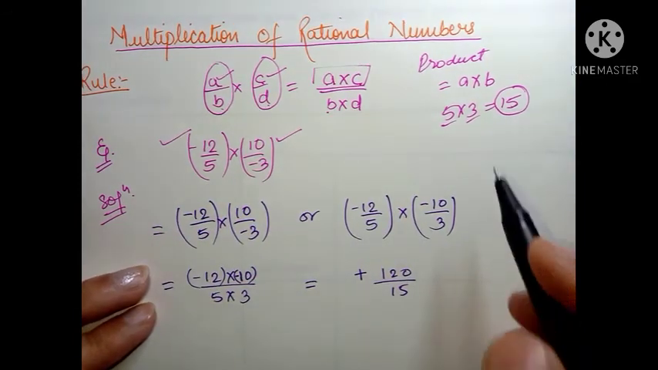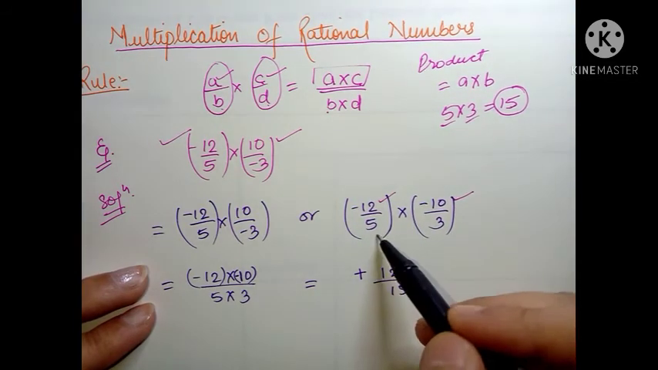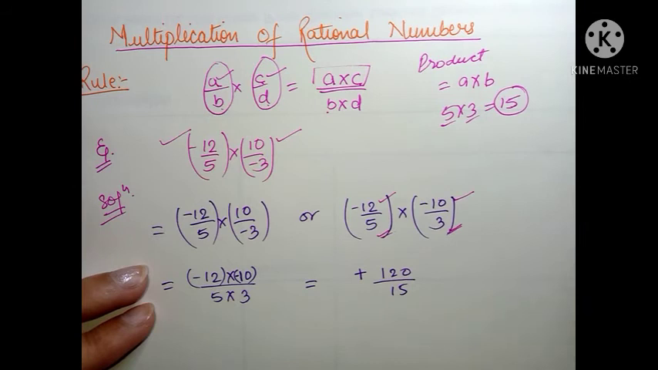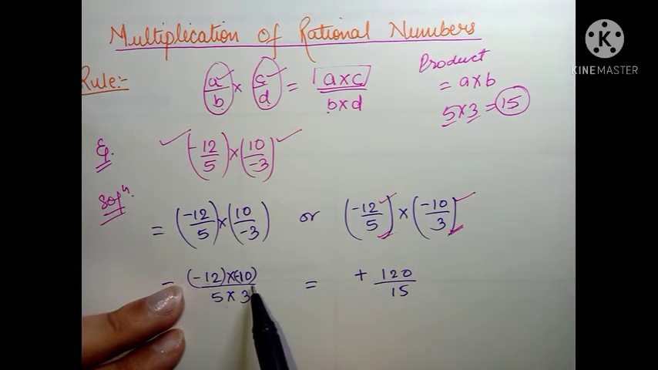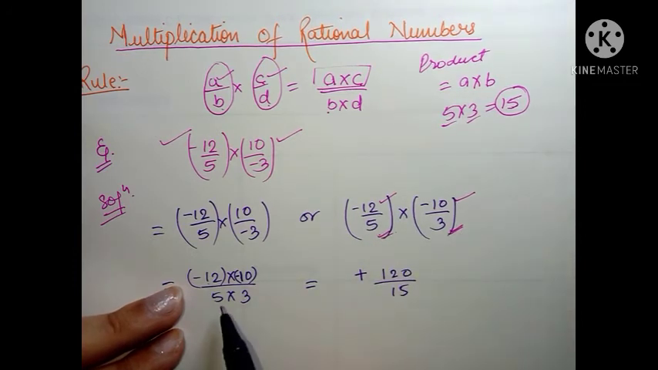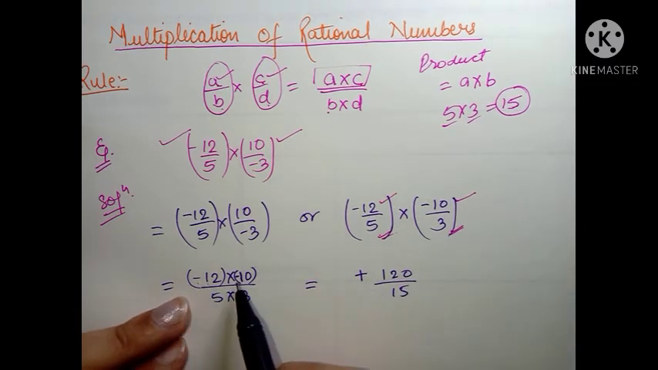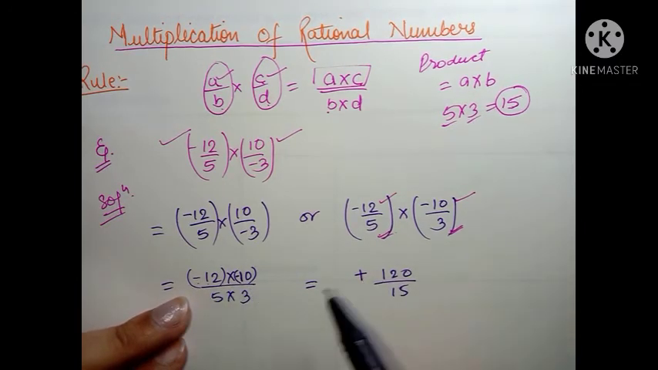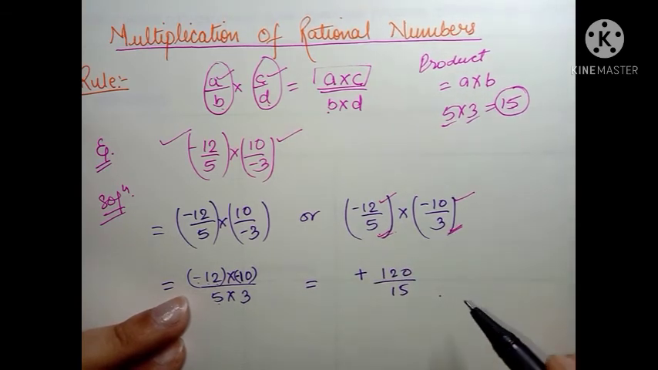Now it's time to apply the rule: numerator times numerator, denominator times denominator. So numerator multiplied with numerator, minus 12 into minus 10, and denominator multiplied with denominator, so 5 into 3, and nothing else remains to do here. Minus times minus is plus, so here it is plus, and 12 tens are 120, and 5 threes are 15. This is our answer. You can further simplify this.